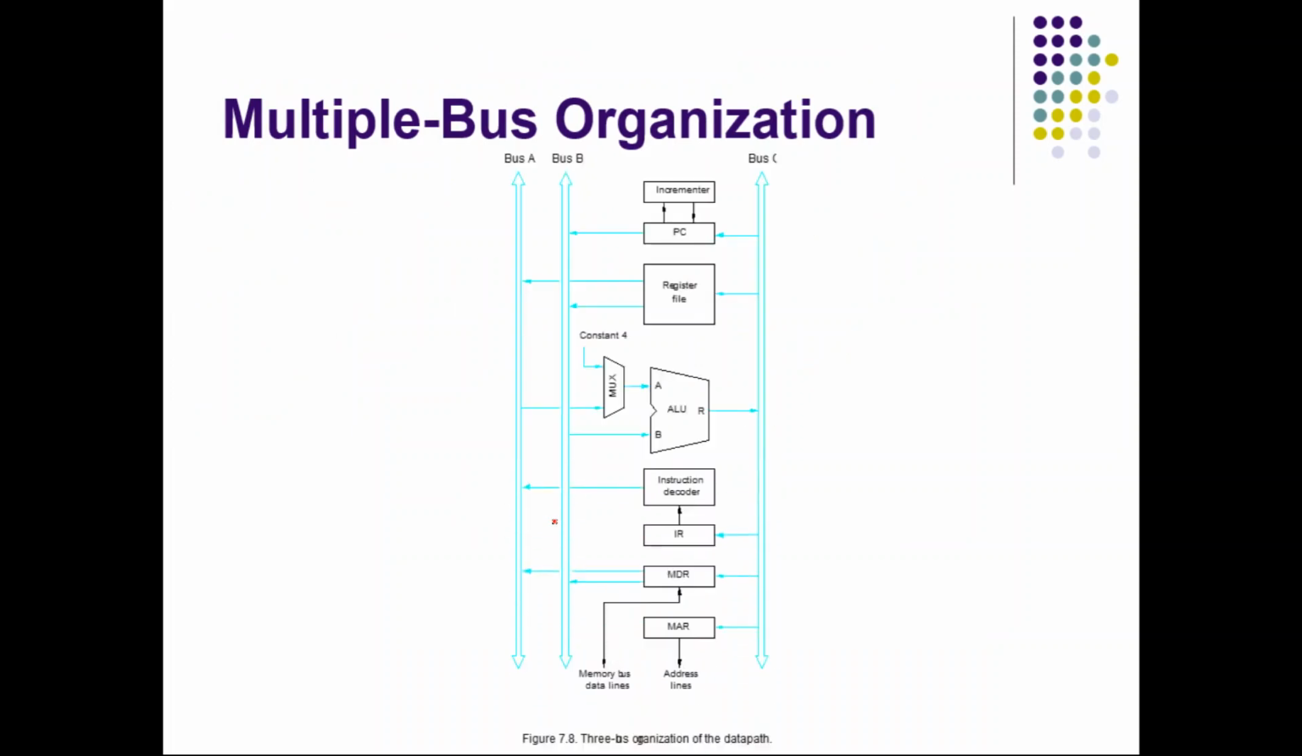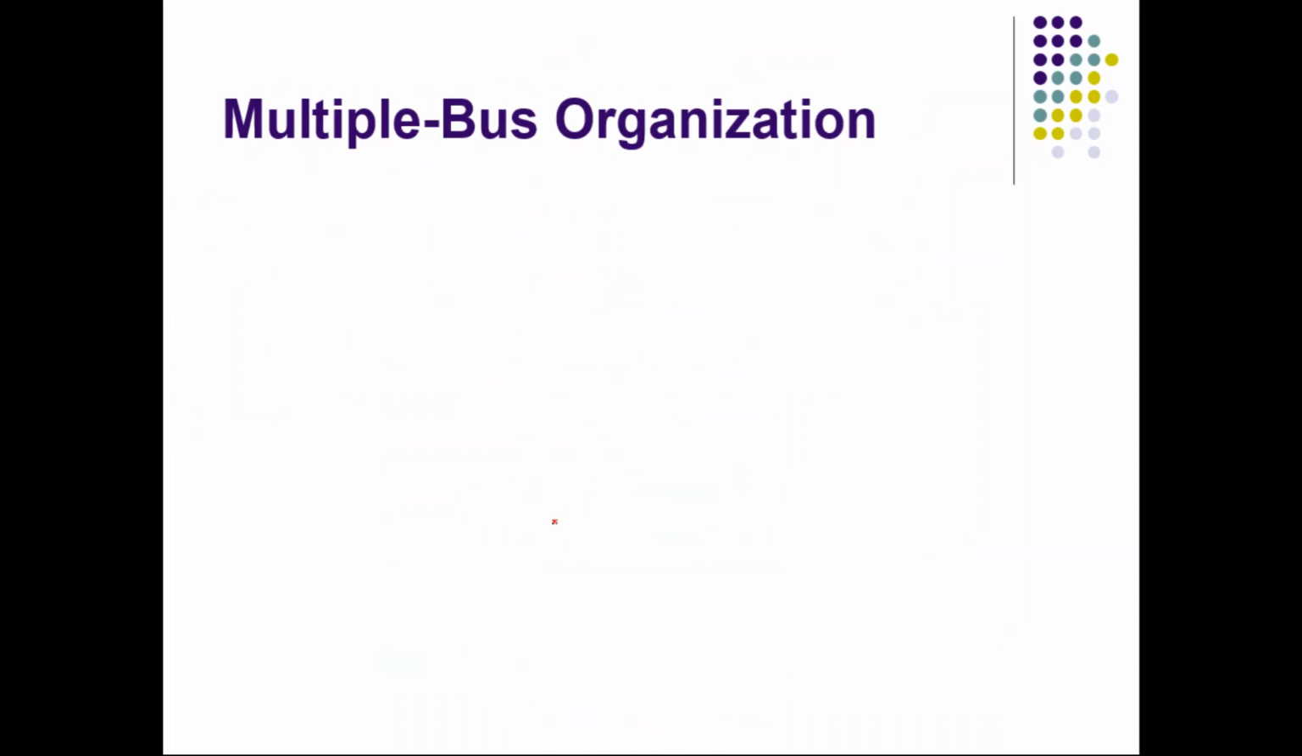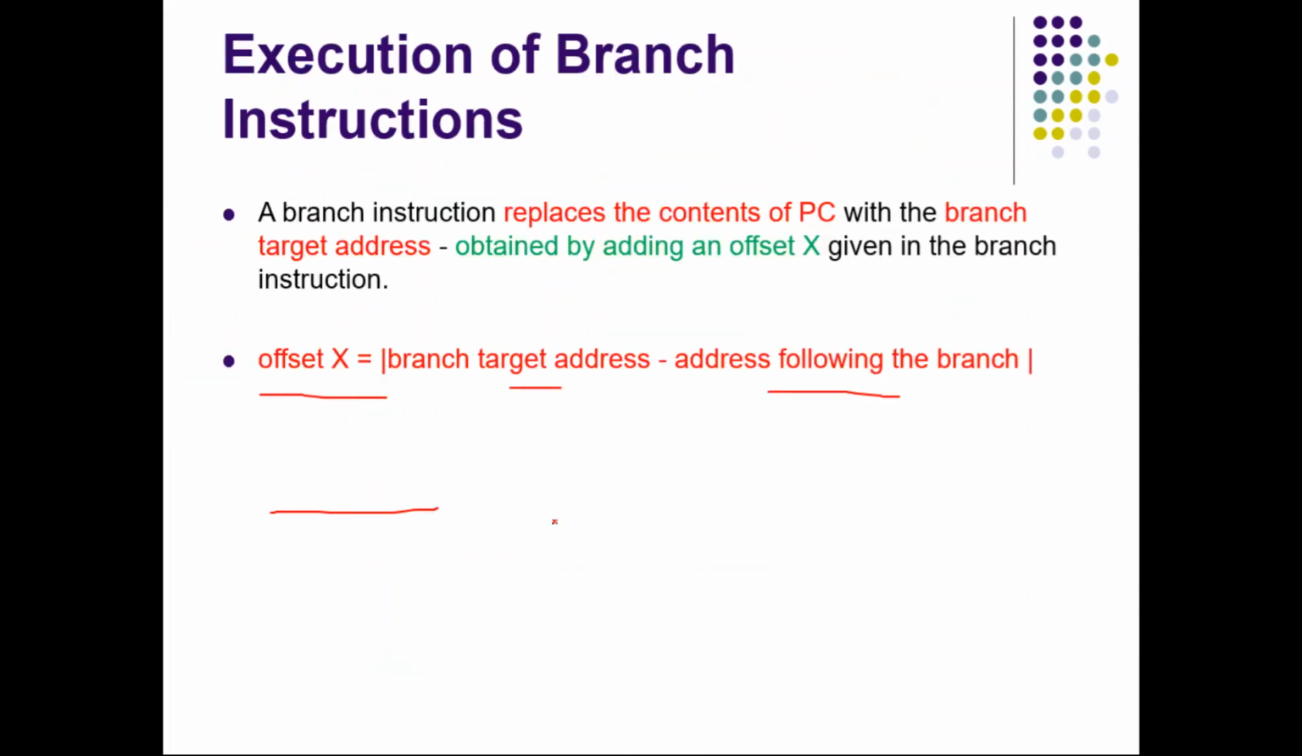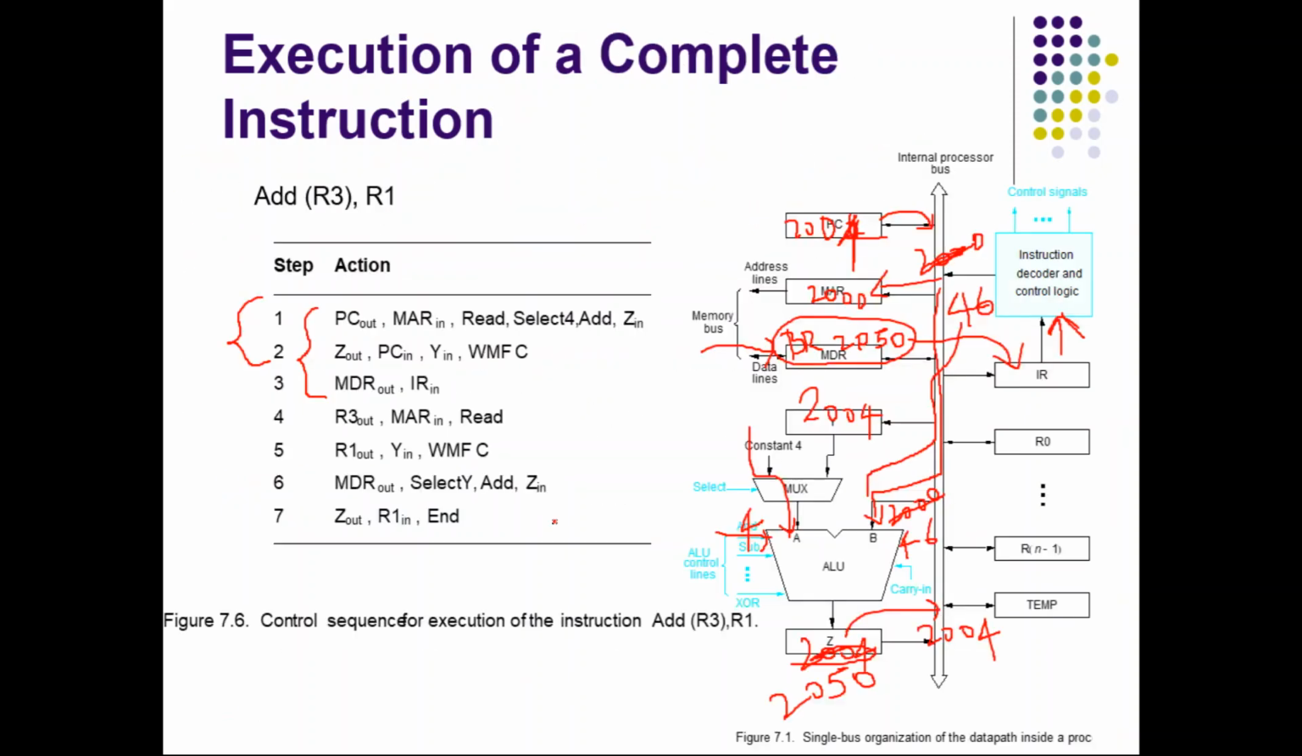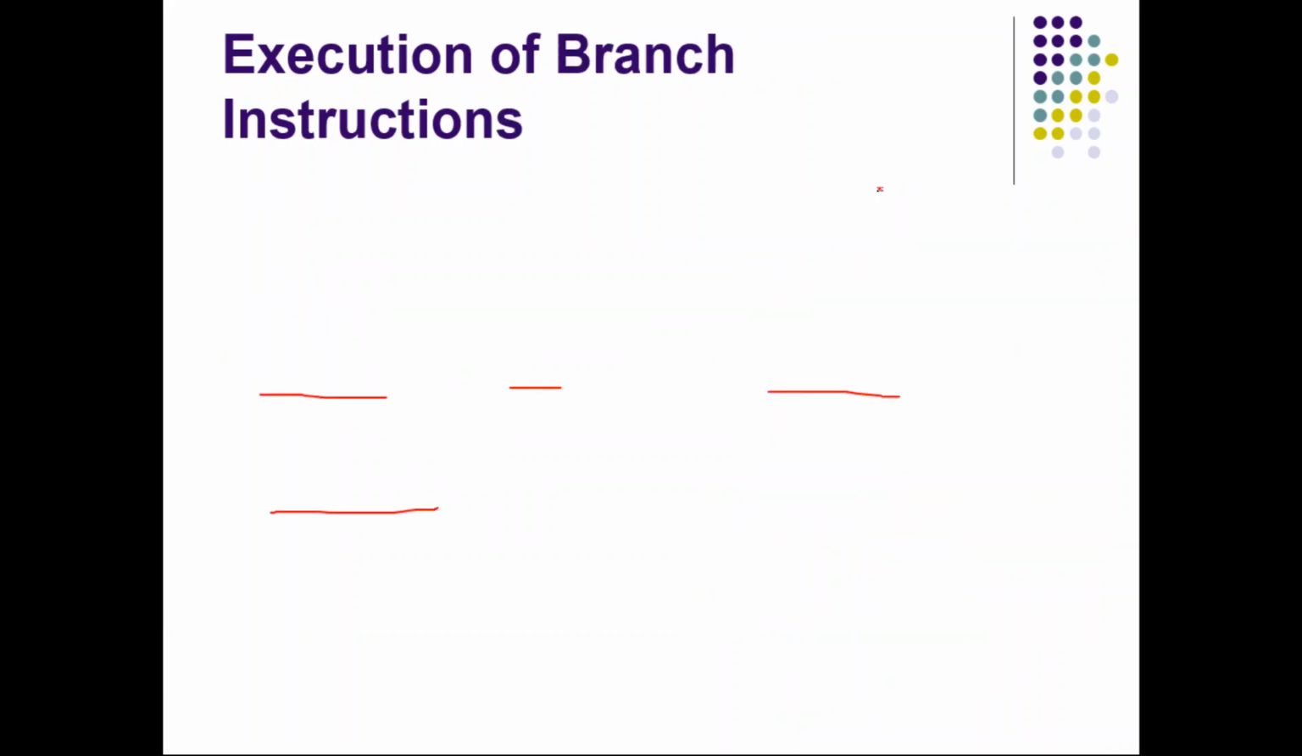Z out means this will go to the internal bus. So now 2050 goes on the internal bus. Then from here it is transferred to PC in. So PC in will become 2050. So now the branch target address has come into PC. So this is how the branch instruction got executed.